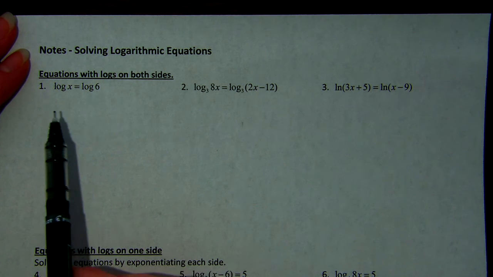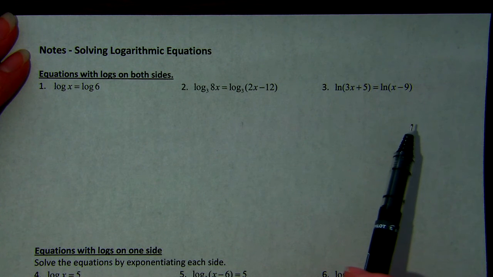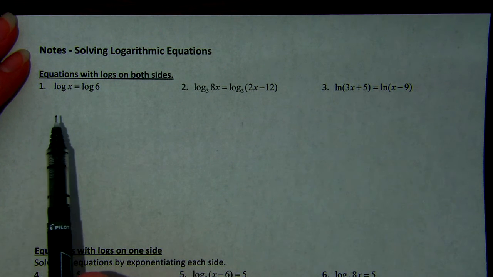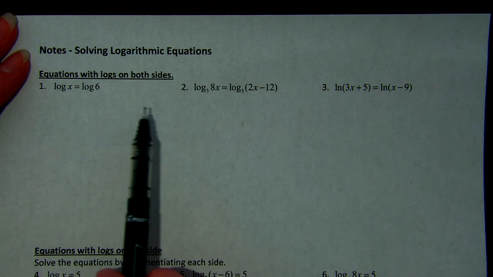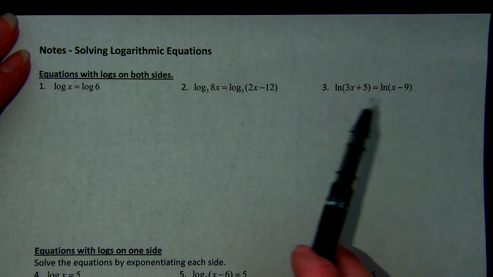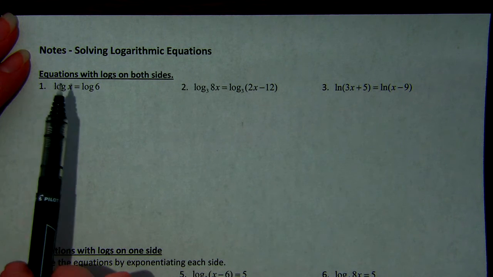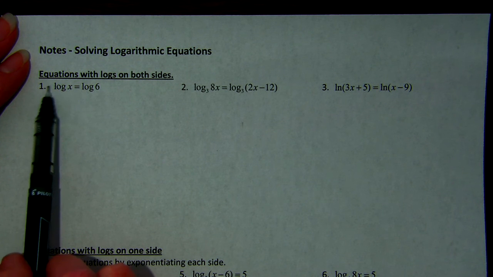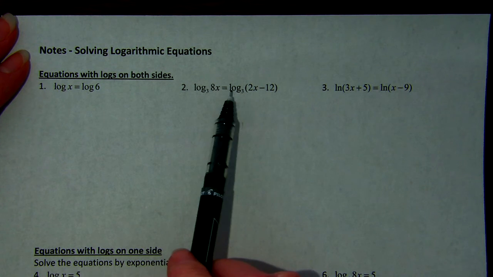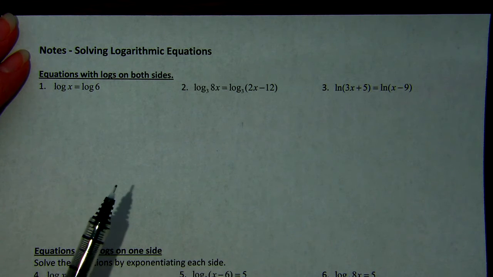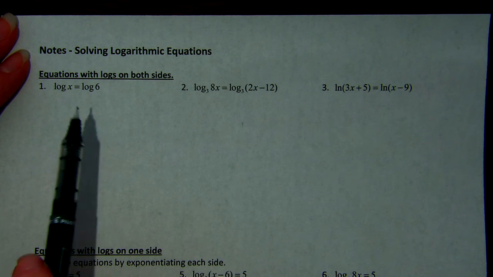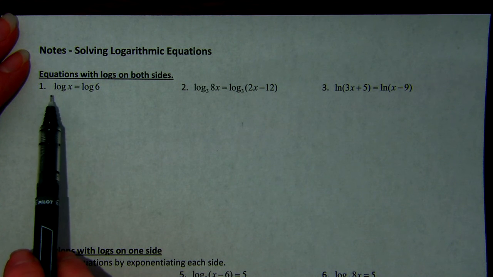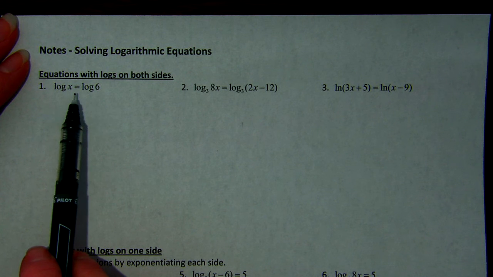Okay. First, we're going to talk about equations with logs on both sides. The way that you solve an equation with a log on both sides is first that you make sure that there aren't any coefficients in front of the logs. So, we don't have a 2 or a 3 sitting in front of our log. None of our equations have that happening. So we just want to make sure that's not there. After that, we want to establish what the base of the log is.